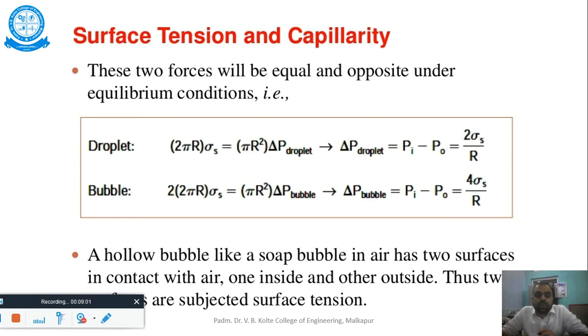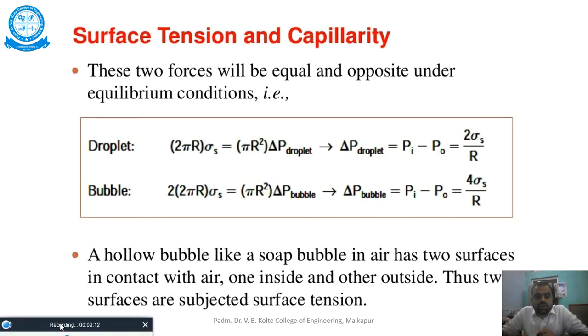Okay, a hollow bubble like a soap bubble in air has two surfaces in contact with air, one inside and the other outside. Thus two surfaces are subjected to surface tension.